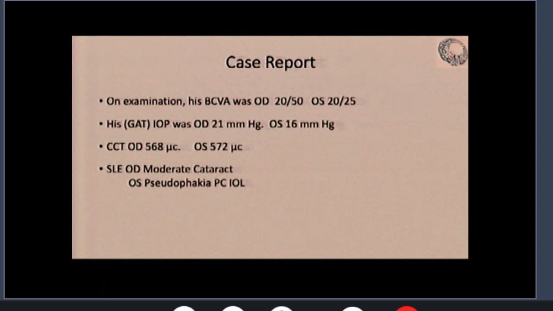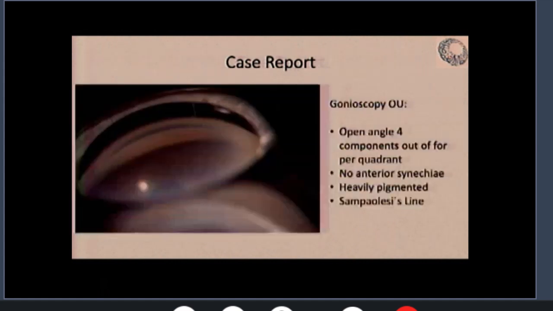On slit lamp examination, moderate cataract and the left eye is pseudophakic. Gonioscopy is an open angle, with four components seen in each quadrant. No anterior synechiae, heavily pigmented, Sampaolesi line. Just in case you are not able to see it on the picture. The quality is very good, but just in case, remember what is on the picture.